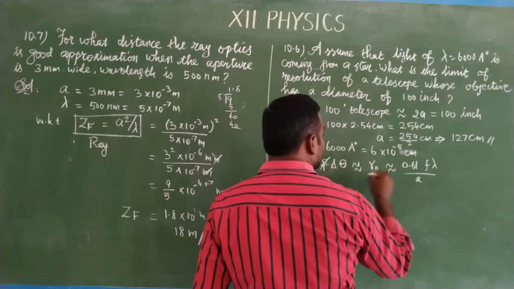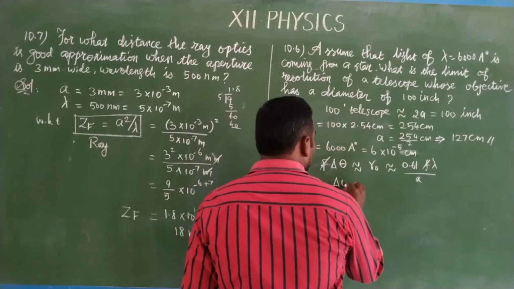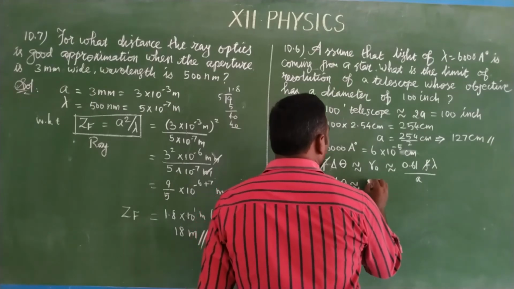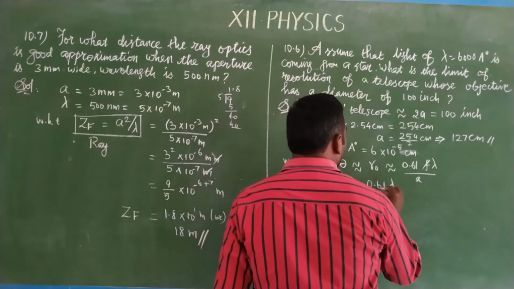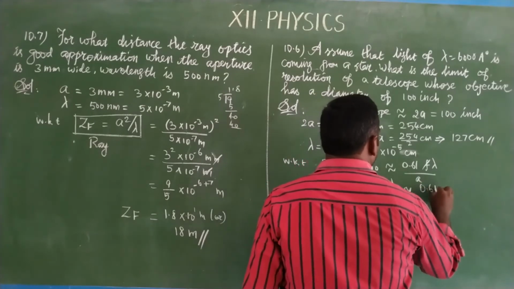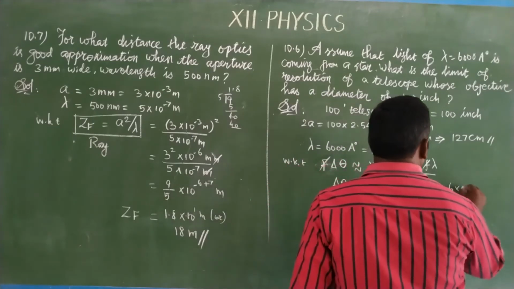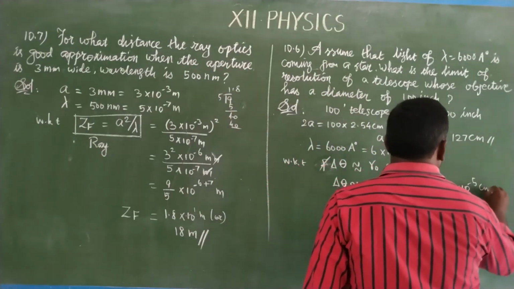So f is in both the sides, we can eliminate. So the final formula: delta theta is approximately equal to 0.61 lambda by a. Then substitute all the values. 0.61 into, what is the wavelength? It is 6 into 10 to the power minus 5 centimeter.